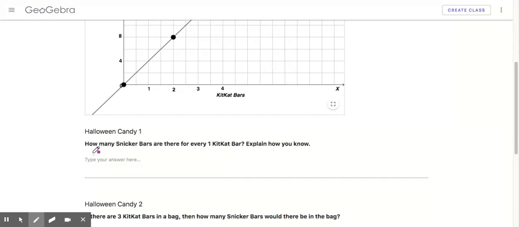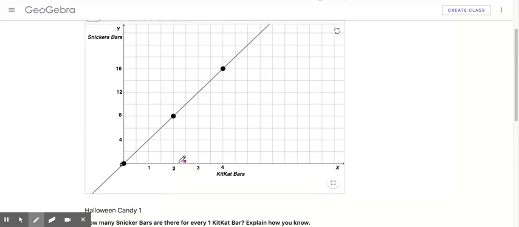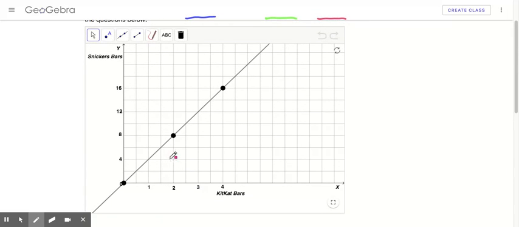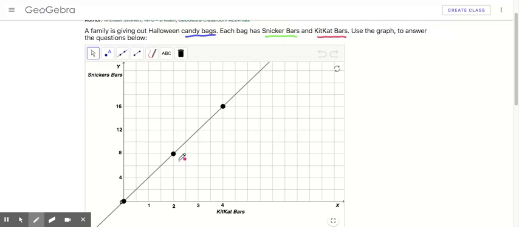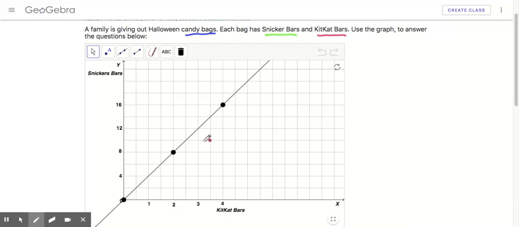So the first question here at Halloween Candy 1 says, how many Snicker bars are there for each one Kit Kat bar? So for every one Kit Kat bar, how many Snicker bars would we have in each bag? Okay, so let's go back and look at our graph here, so we can see which color we're using.